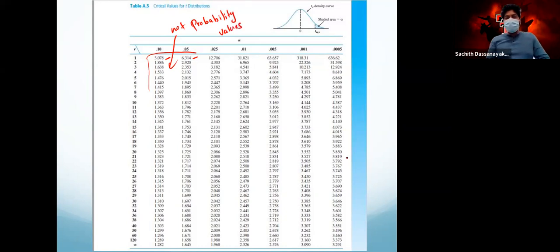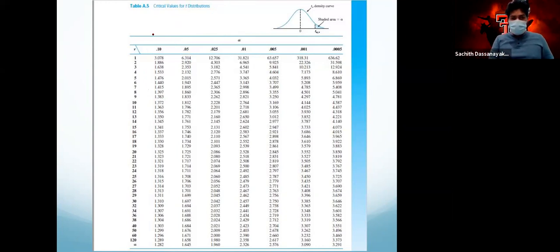You can see there are values like 600, something like that. So where are the probability values? The probability values are these alpha values in the first row. These alpha values are the only probability values in this table. What is this V? It means degree of freedom. Once you know the degree of freedom and alpha, simply you can find the corresponding value.